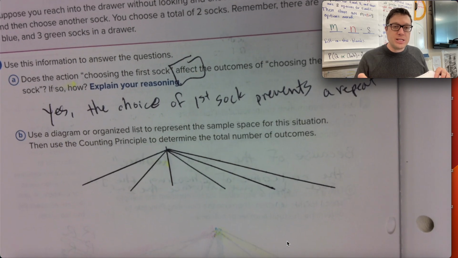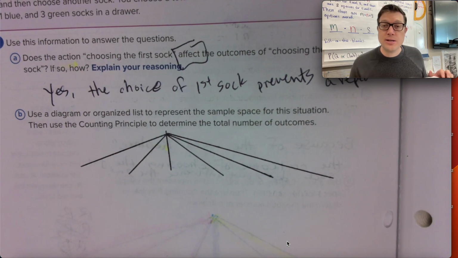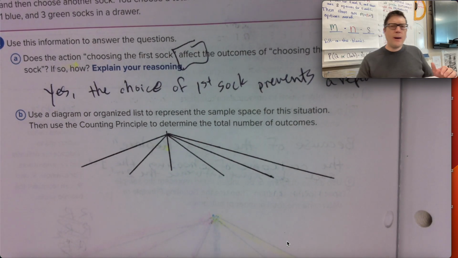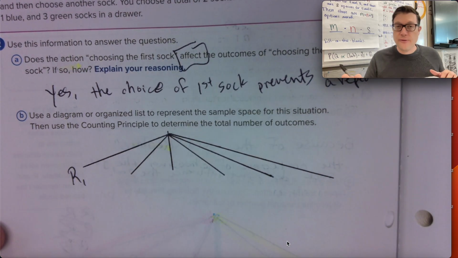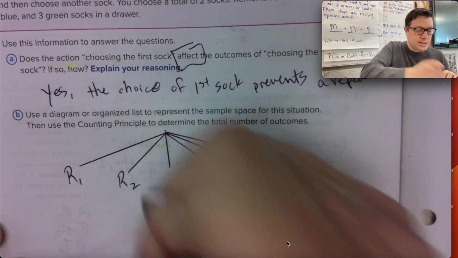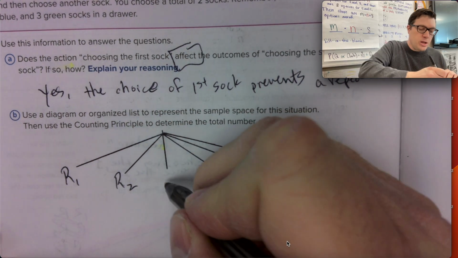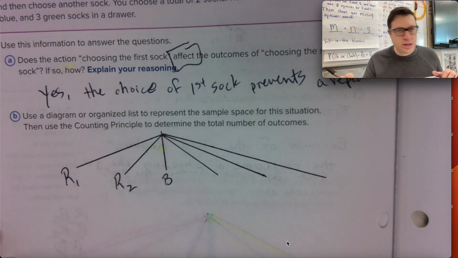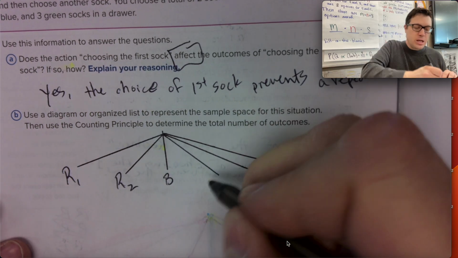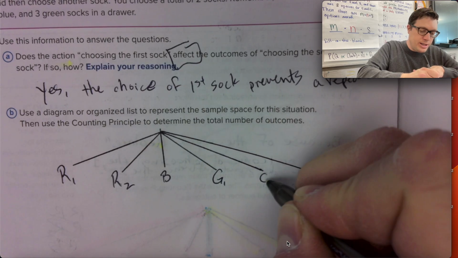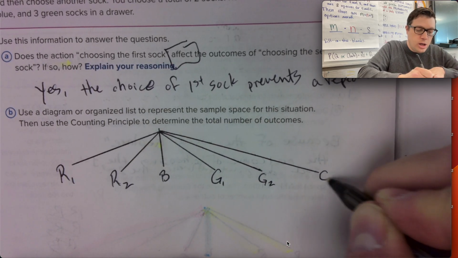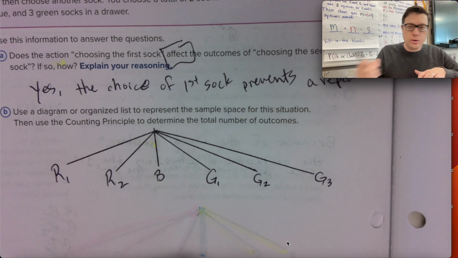The next step says use a diagram or organized list to represent the sample space for this situation. So I'm going to use something called subscripts. There's a red sock and it's the first one. There's a red sock and it's the second one. There's just a blue sock, no need to delineate first or second. There's a green sock and it's the first one. There's a green sock and it's the second one. And there's a green sock and it's the third one.